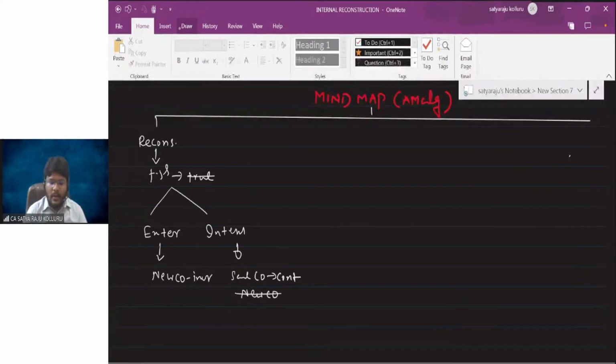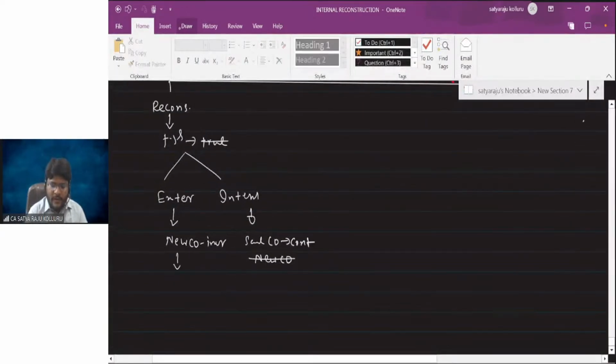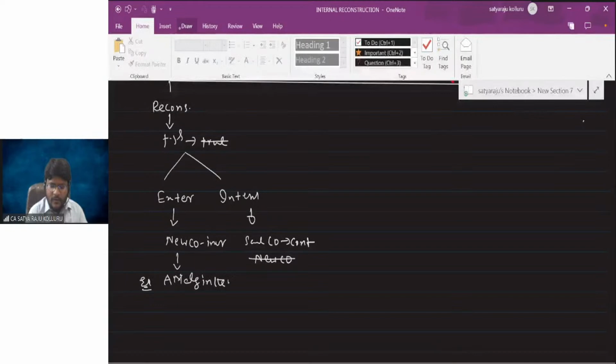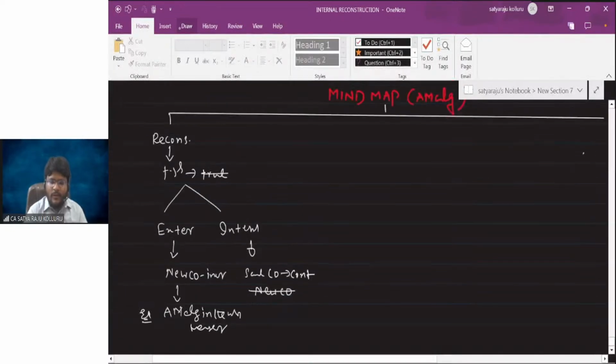Am I right? Sir, I told you for external reconstruction, the classic example is amalgamation in the nature of merger. Then after that, we've seen three different concepts. That is, what is the meaning of amalgamation?